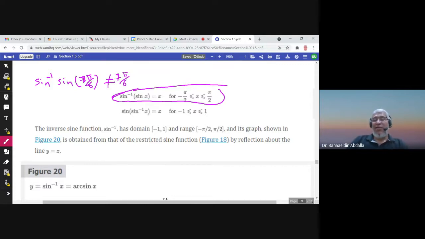While for sine inverse x, notice that x is in the domain of sine inverse, so it should be in the range of sine. Range of sine is from negative 1 to 1. So sine of sine inverse x equals x only if x is between negative 1 and 1. Sine inverse of 2, for example, is not defined. Okay.